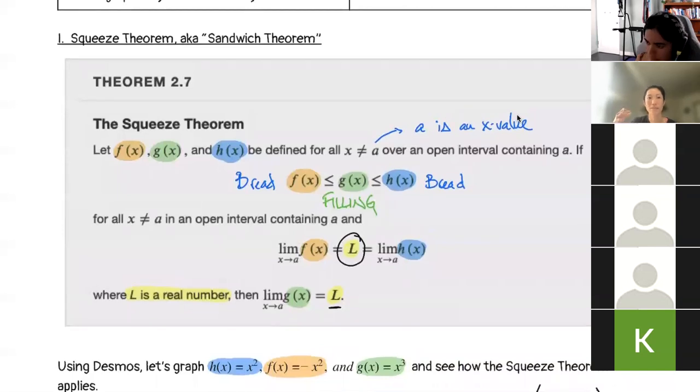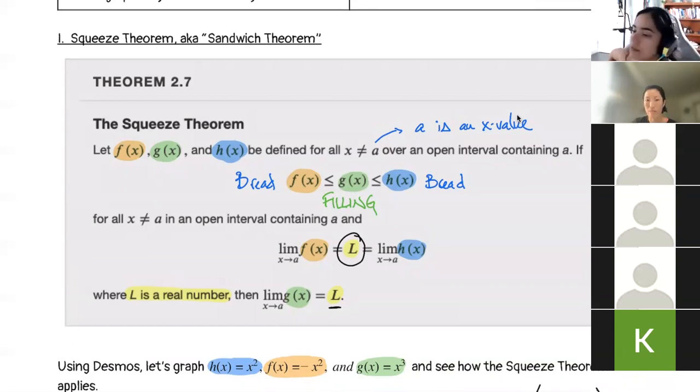Okay, so we talked about this squeeze theorem and how it was also called a sandwich theorem. And we could also imagine that maybe the outer functions, in this case, our f of x and our h of x, were something like the bread of the function. And then whatever filling we chose for our delicious sandwich, that would be our g of x.